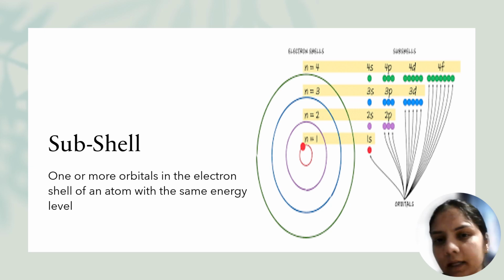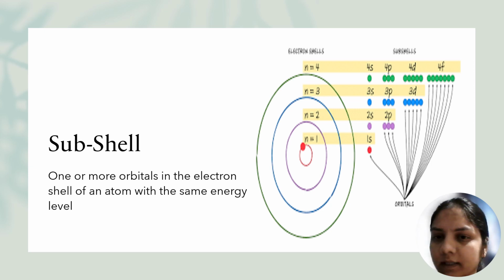Similarly, moving to the next one, n equals 3. We have studied that it has three subshell possibilities: basic 3s, then 3p, then 3d, right? After this, n equals 4: 4s, 4p, 4d and 4f. And this diagram is quite helpful in order to understand the arrangement of the atomic orbitals as well.